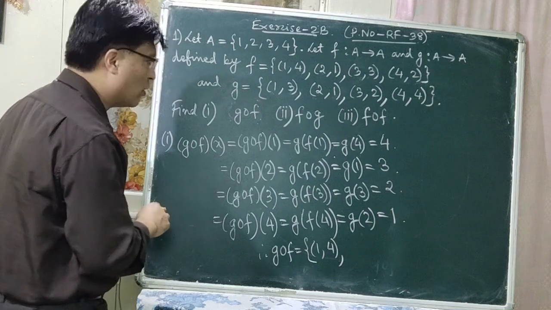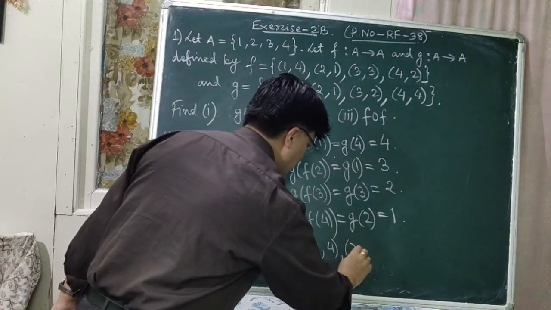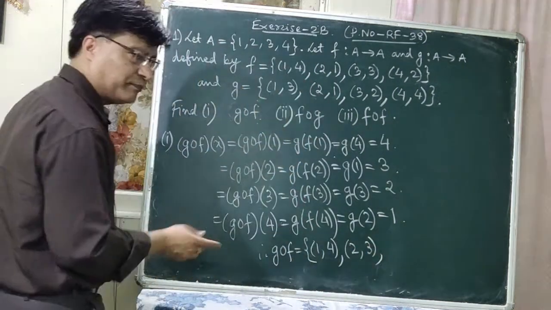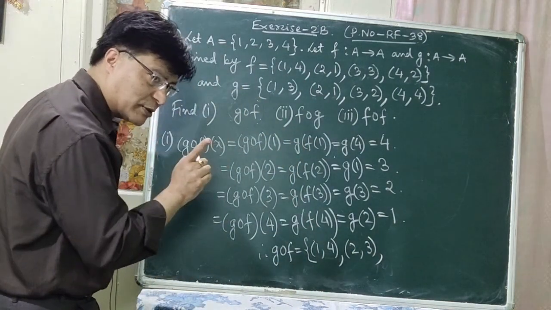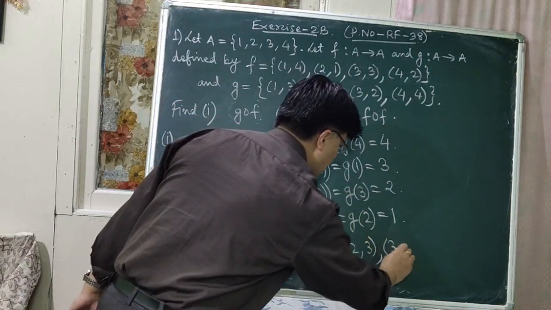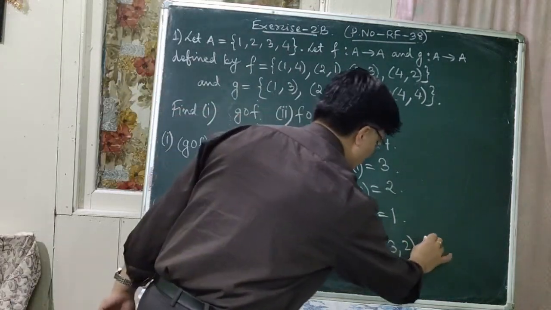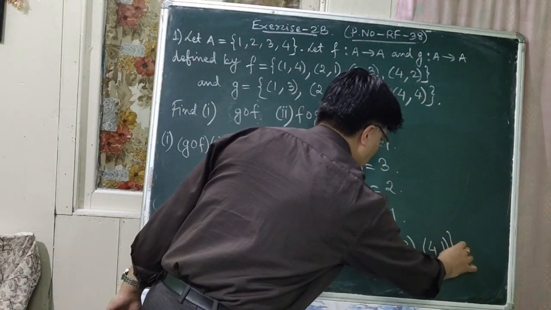This is the first element of GOF. Next is 2 comma 3. Next, you have to write it in terms of ordered pair. Is that clear? So next one is 3 comma 2. What is the next one? It is 4 comma 1. Here you can write 4 comma 1.